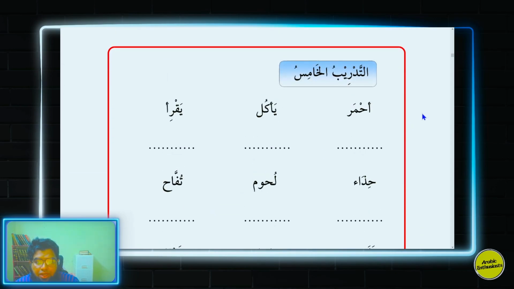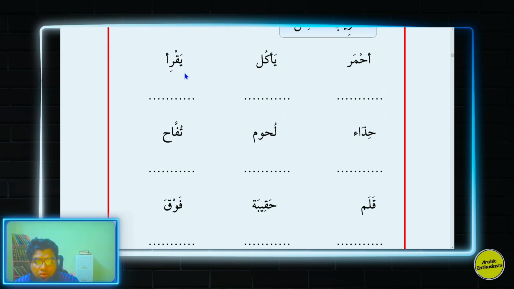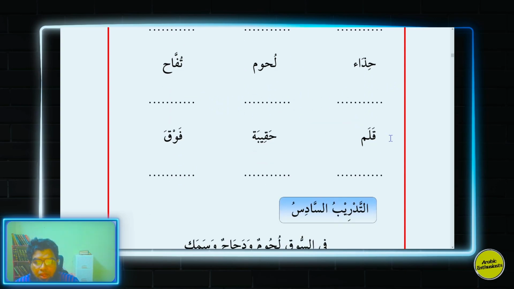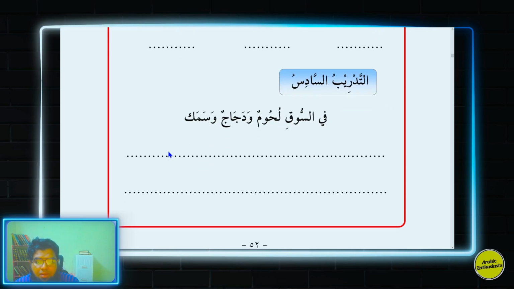Oh, this is just reading. Ahmar, red, yakulu, he reads. Yaqra'u, this is a mistake. Yaqra'u with a fatha it should be. He reads. This is he eats. Shoe, meat, apple, pen, bag. Fawqa is above.